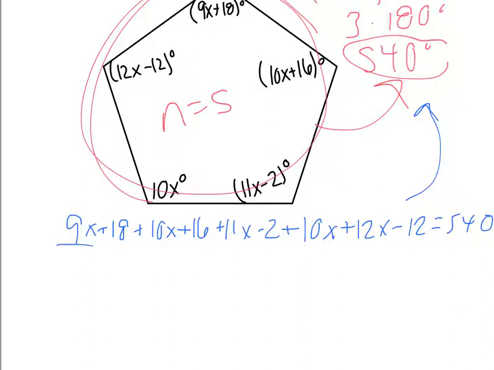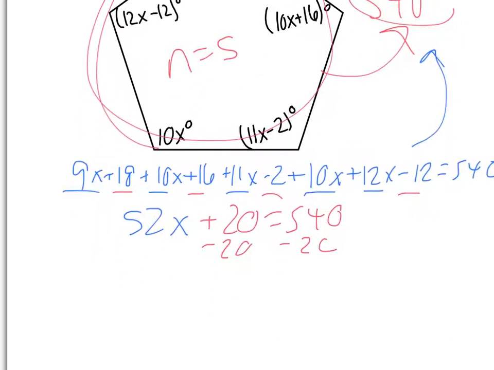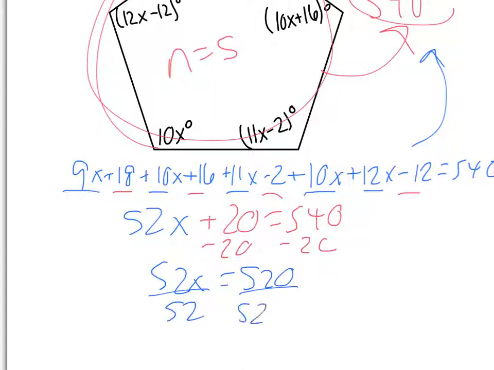Okay, I'm going to add up my x's here. Let's see, so 19x, 30x, 40x, 52x. I'm going to add up my numbers, so 18 plus 16 is 34, minus 2 is 32, minus 12 is 20. Subtract 20 from each side, and I'm going to get 52x equals 520. Divide both sides by 52, x equals 10.